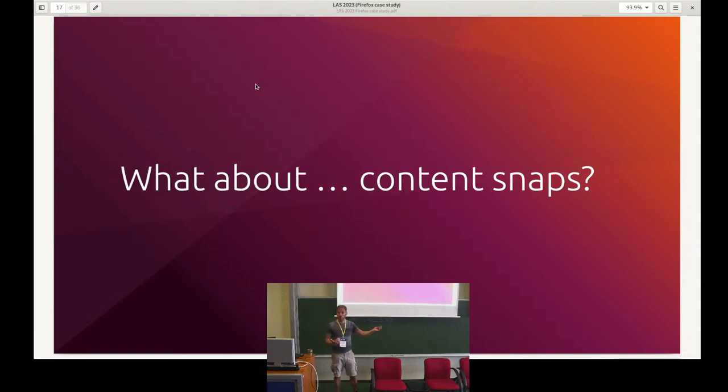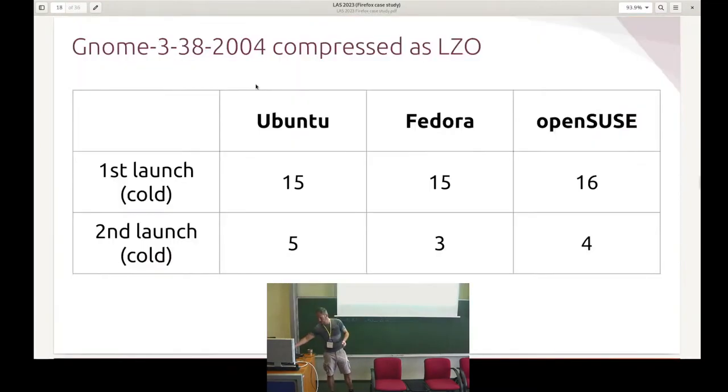And that's true also for GNOME. We also have GNOME platform snaps. What about those? They were not compressed with LZO. They were compressed with XZ.